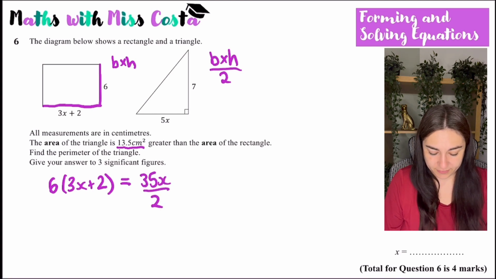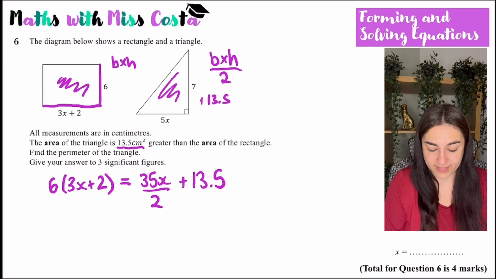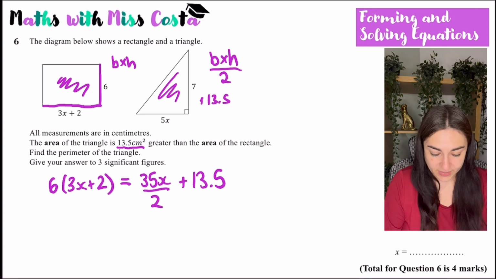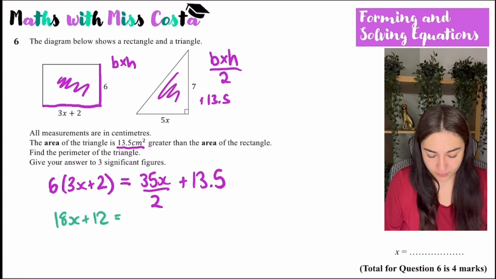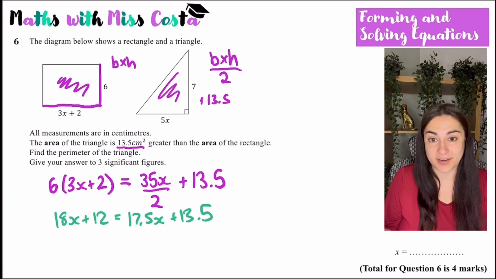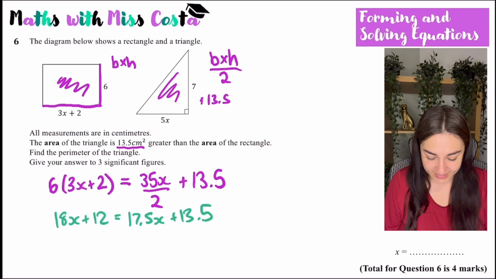And I know that the area of the triangle is 13.5 centimeters squared greater than the area of the rectangle. So therefore I'm going to add 13.5, because whatever this area is plus 13.5 is equal to this area. That's why I formed an equation for myself. So now I can just expand everything. So that would be 18x plus 12 must be equal to 17.5x plus 13.5. And I have a double-sided equation, and now I can just move things from one side to the other until I solve it to find x.